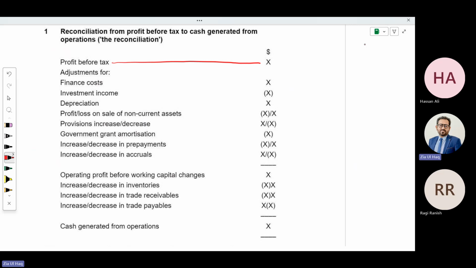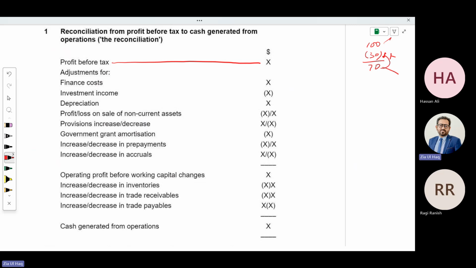Profit before tax is 100. We paid tax, say 30. Profit after tax is 70. If we have this, how can we get this? Add this to this. So we need profit before tax rather than after tax.